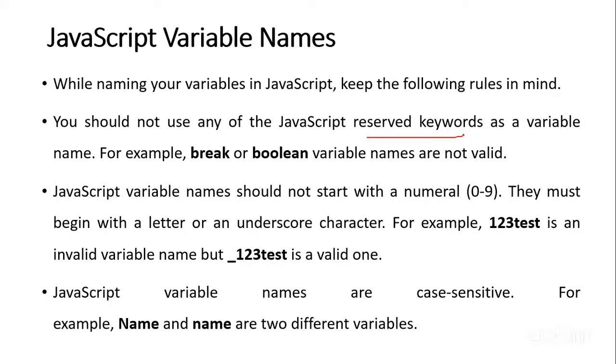For example, we have several keywords in JavaScript like if, while, for, break, boolean. These are some examples of keywords in JavaScript. I will show you the list of the keywords in JavaScript later on. As of now, remember, you should not use any keyword name as a variable name. If you use any keyword name as a variable name, that raises an error. That is not valid. And a variable name should not start with any number, like 0 to 9.